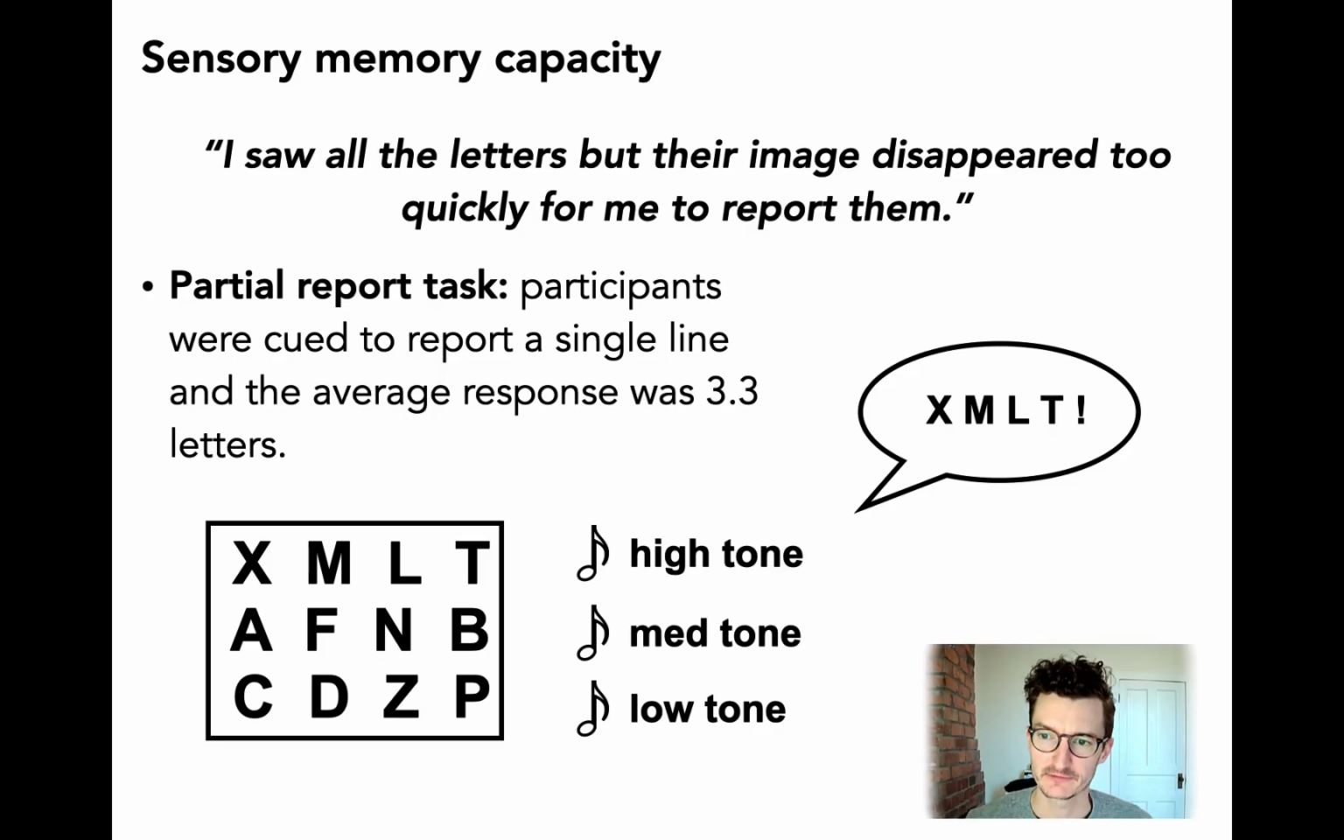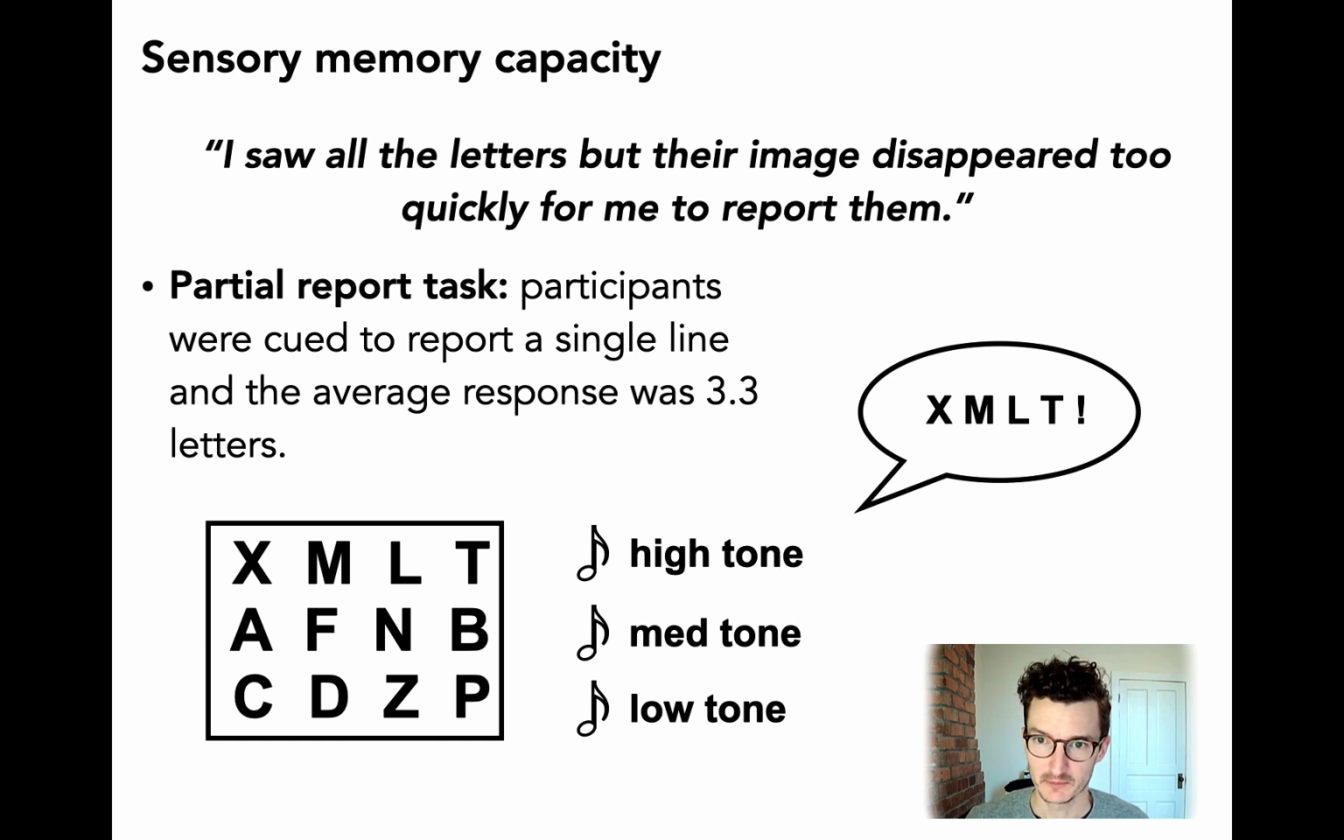And so that's a very challenging task. And what Sperling found was that people were able to report about 4 letters. They tended to be all on the same line. But a lot of people said, I saw all of the array. I saw all 12 letters. That image was in my brain, but it disappeared too quickly for me to be able to report all 12 letters. And so I was only able to report one line.